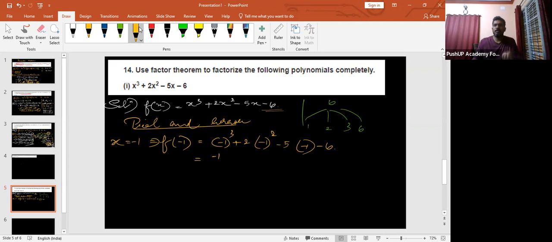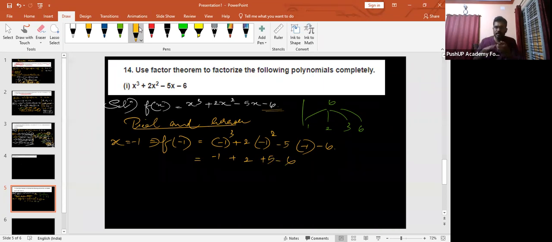Minus 1 cube is what? Minus 1. Put the plus sign. 2 into minus 1 square. Minus 1 square is plus 1. 2 into 1 is what? It's 2, right? Now minus 5 into minus 1 is what? Positive 5. And then minus 6.